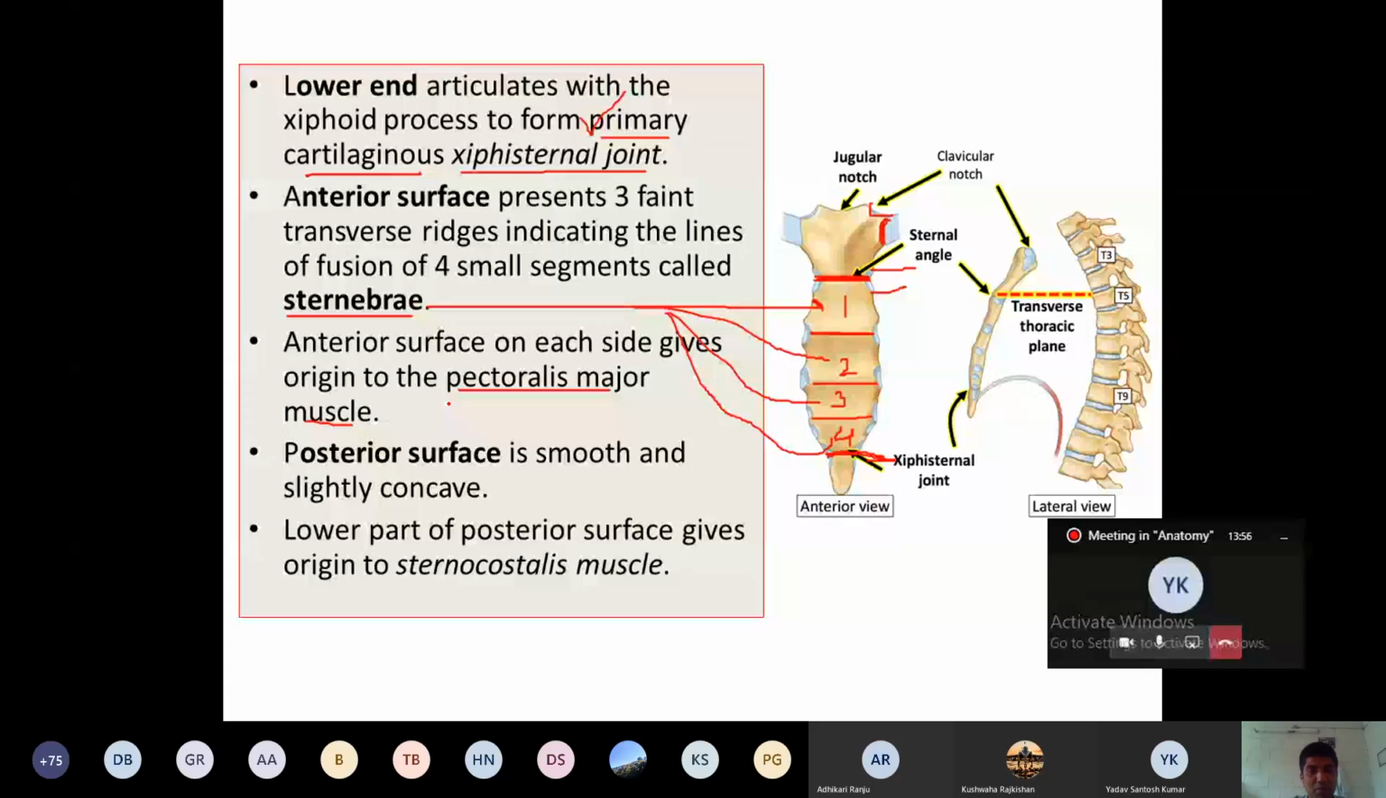The posterior surface of the body is smooth and slightly concave, and the lower part of the posterior surface gives attachment to the sternocostalis muscle. There is origin of one muscle from the posterior surface of the body of the sternum. Remember one more extra muscle, sternocostalis. What is the meaning of sternocostalis? From the sternum to the rib. Costa means rib. Details of the rib we will discuss from tomorrow onward. This muscle extends from the sternum to the ribs, so it is known as the sternocostalis muscle. It is attached on which surface? The posterior surface of the body of the sternum.